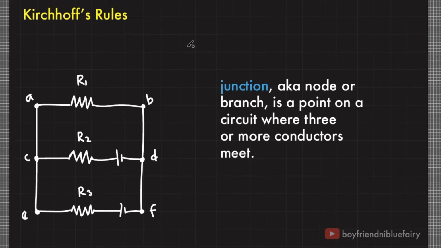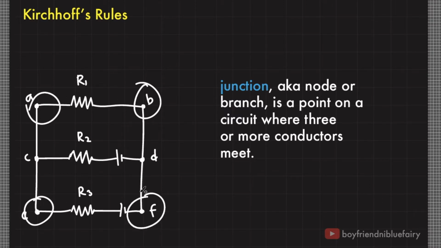So first, a junction, also known as a node or a branch, is a point on a circuit where three or more conductors meet. So in this figure, points C and D are junctions. However, points B, A, E, and F are not junctions.